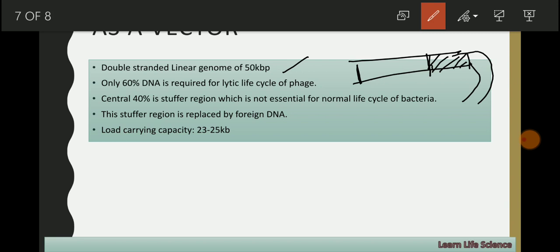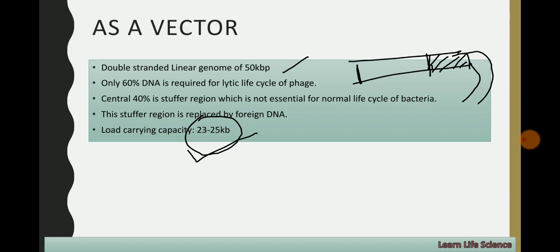Now the thing to remember here is the load carrying capacity. You should know that the load carrying capacity of lambda bacteriophage is 23 to 25 kilobase pairs. Load carrying capacity means the ability of a vector to carry a foreign gene segment, so lambda bacteriophage can carry foreign DNA segments of about 23 to 25 kilobase pairs. The load carrying capacity varies from vector to vector according to their efficiency of transformation. So this was a general outline of lambda bacteriophage.